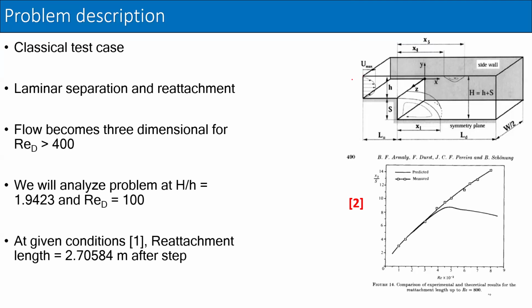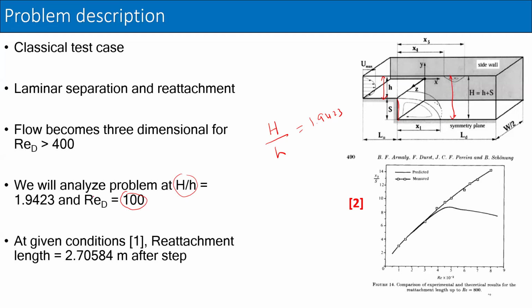And secondly, three dimensional means that it will have turbulence. So to make the flow analysis simple for learning purposes, I kept the Reynolds number less than 400. So I took a safe value of 100, and I used an expansion ratio of 1.9423. Expansion ratio is basically the ratio of the total channel height, which is here, divided by the inlet channel height, which is before the step. The step is here. So this is equal to 1.9423. You can change the values, like 1.5 to 3, but I have taken the value of 1.9423.